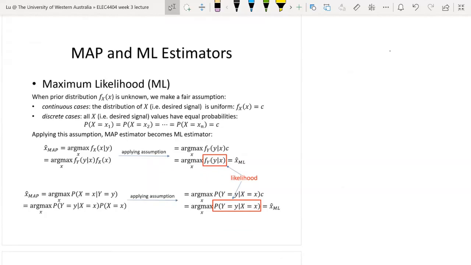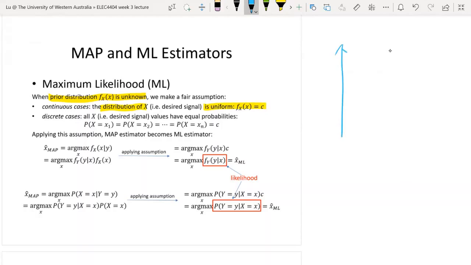So when the prior distribution f_X(x) is unknown, we want to make an assumption to simplify the whole question. If we got a continuous random variable in the whole question, we assume the distribution of the x, in other words, the prior distribution, is uniform. So can you recall what is uniform distribution?